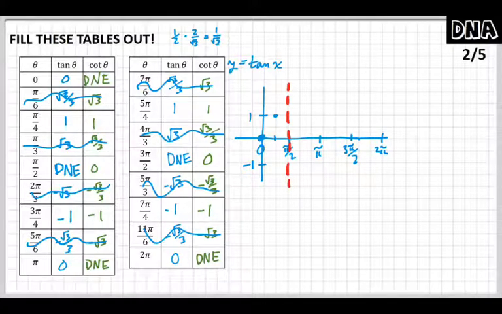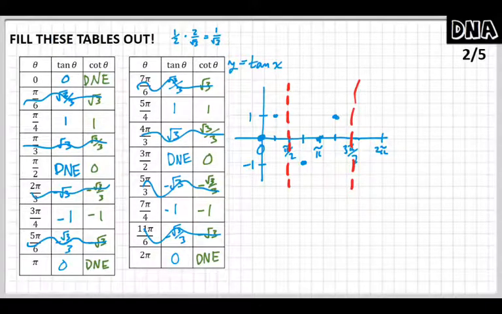And then we have the point between pi over 2 and pi. What is that? 3 pi over 4. That is negative 1, and so I'm going to put a dot right there. At pi, I put a dot at 0. And then we jump up to 5 pi over 4, which is right between pi and 3 pi over 2, so we're going to put a dot right up there at 1. And then finally, when we get to 3 pi over 2, what happens? DNE.